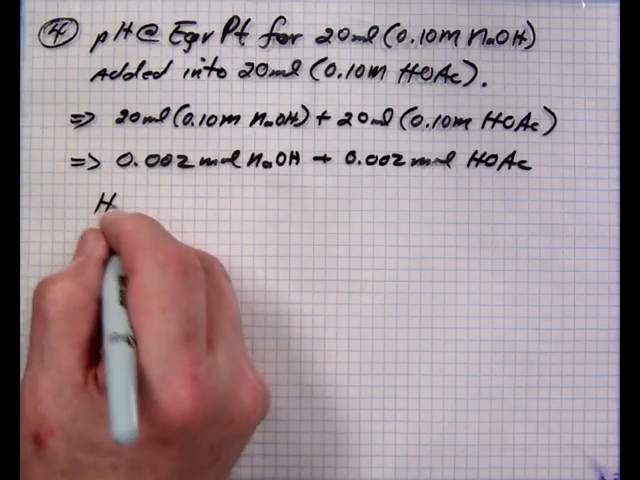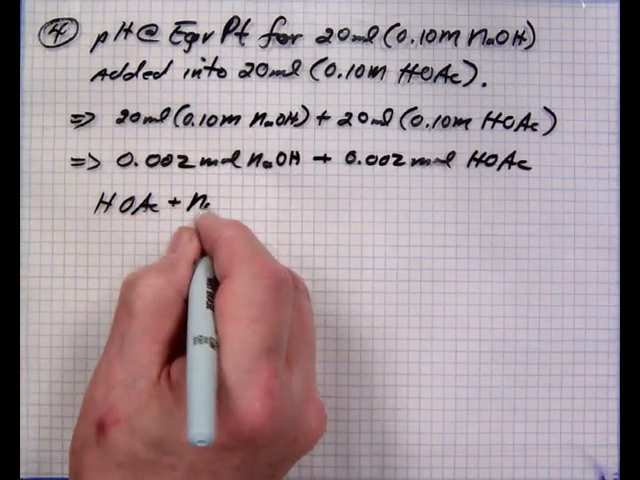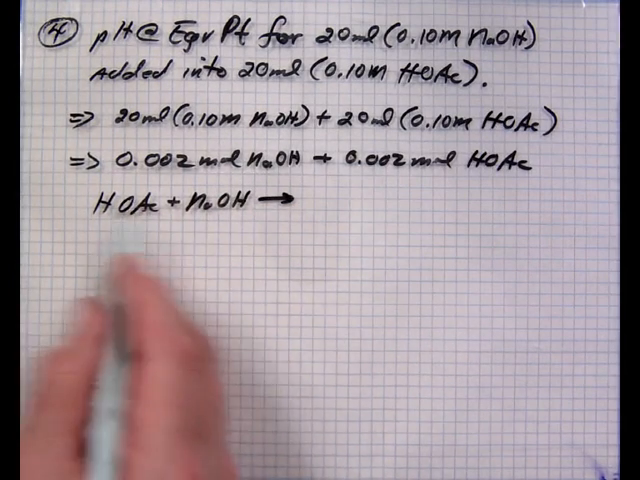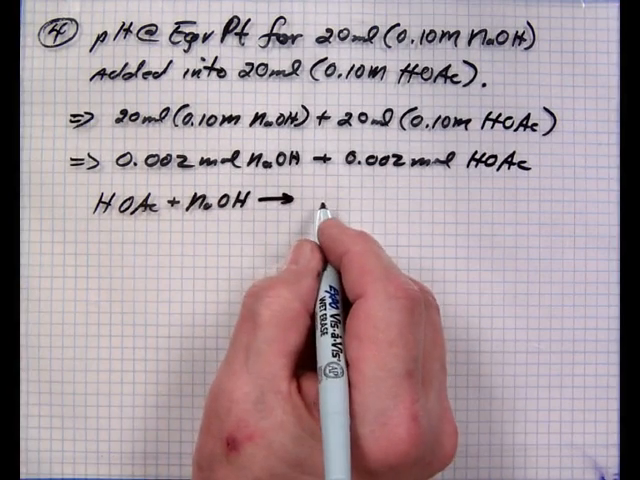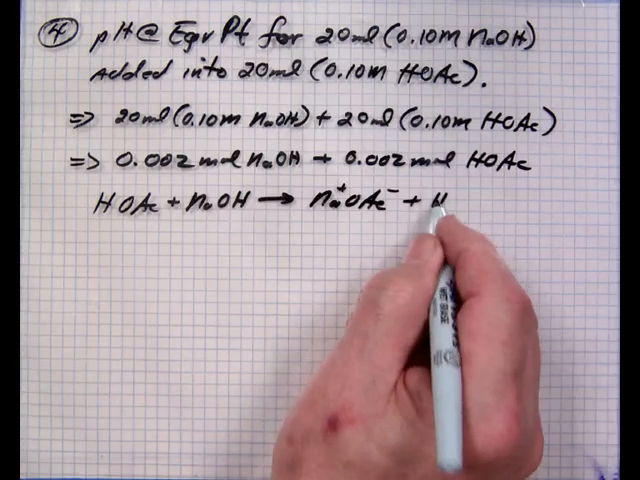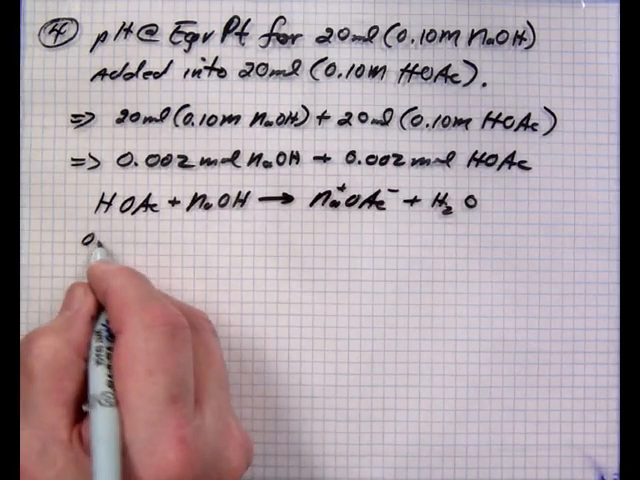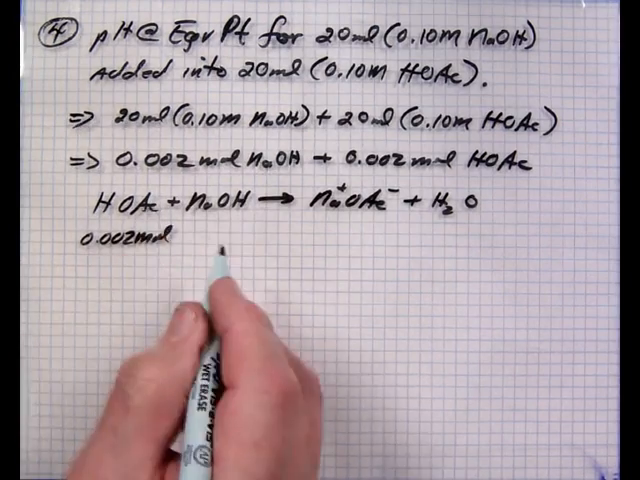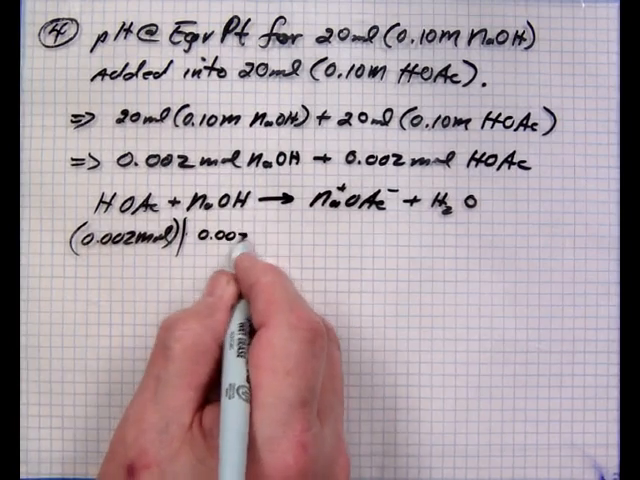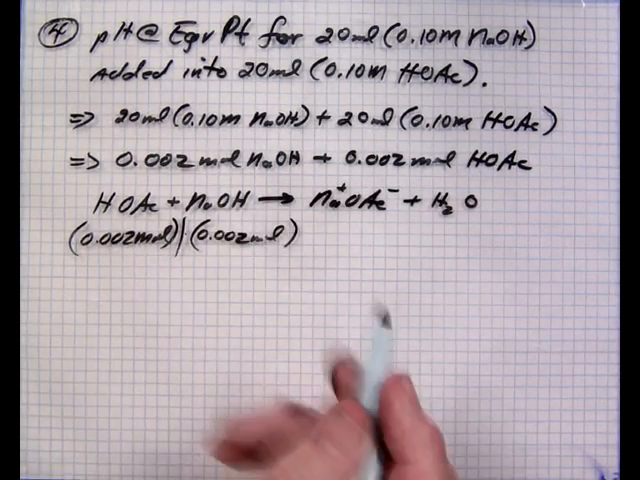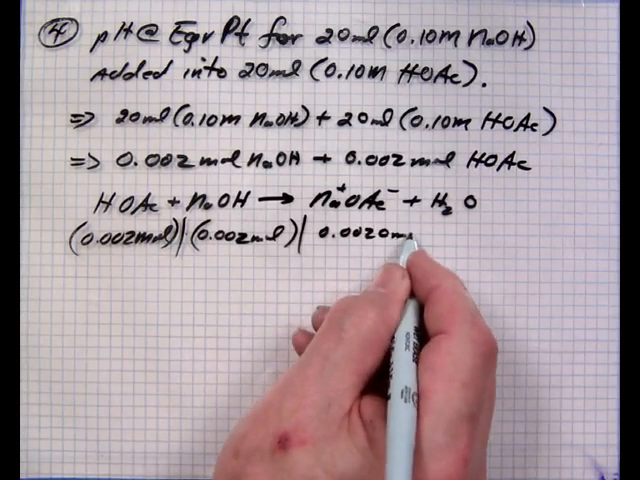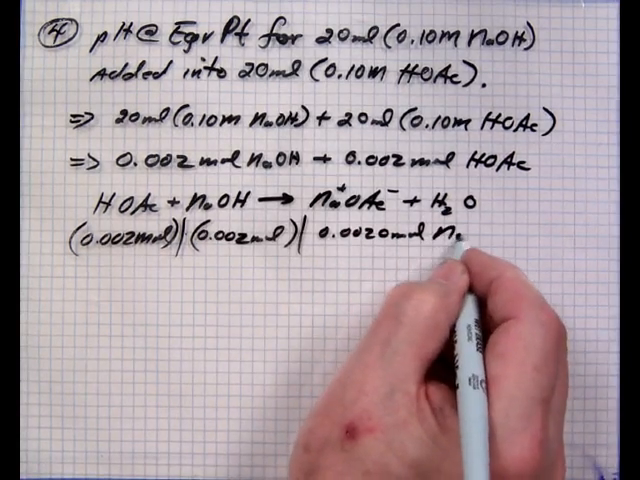Now since the HOAc plus sodium hydroxide reaction completely neutralizes at a 1-to-1 mole ratio, we have sodium acetate and H2O. So 0.002 mole of acetic acid and 0.002 mole of the sodium hydroxide produces 0.002 mole of sodium acetate.